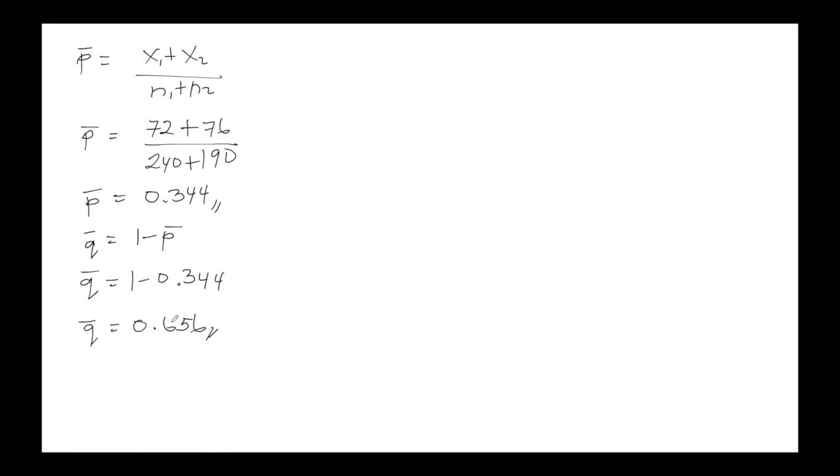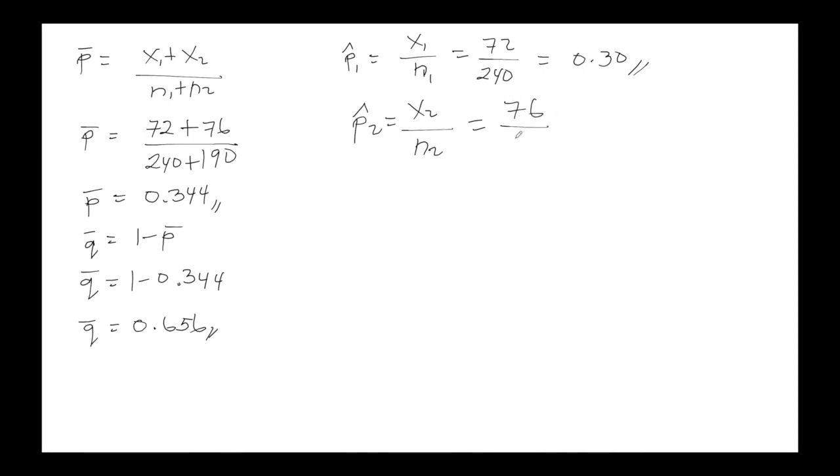Now, for the values of p hat sub 1 and p hat sub 2, let's have the formula. So, p hat sub 1 equals x sub 1 over n sub 1. X sub 1 is 72, n sub 1 is 240. 72 divided by 240 is 0.3. So, this is the value of p hat sub 1. For the p hat sub 2, this will be x sub 2 over n sub 2. X sub 2 is 76, over n sub 2, 190. So, 76 over 190 is 0.40 on your calculator. So, 0.40 is the value of our p hat sub 2.